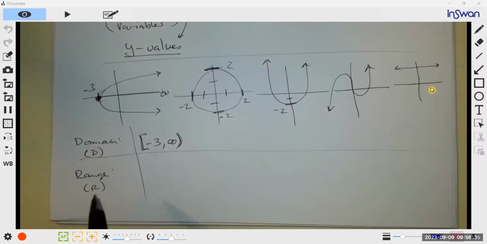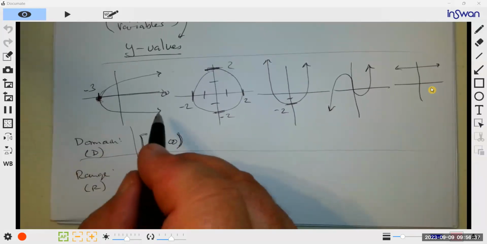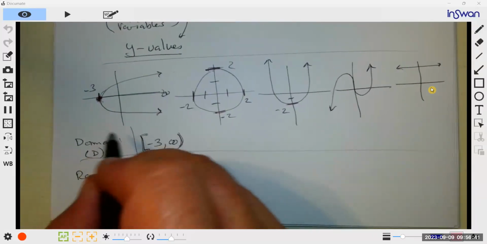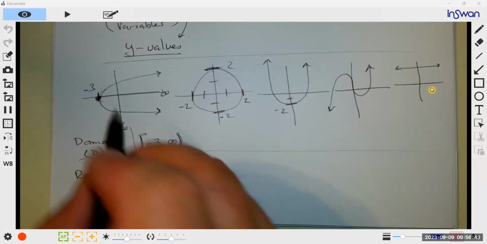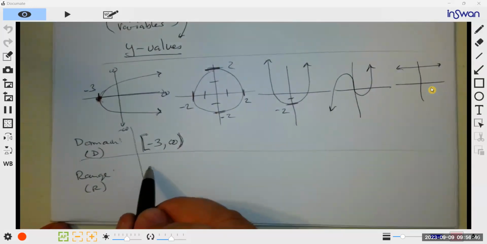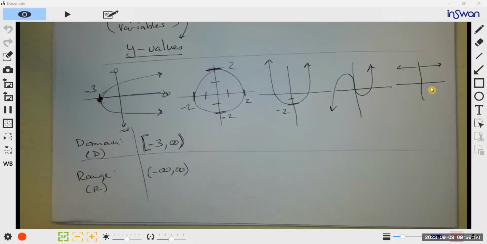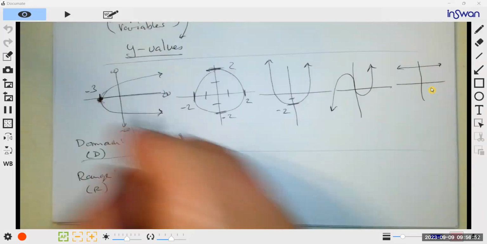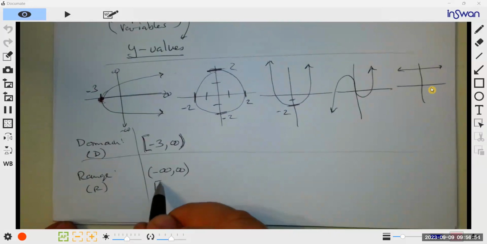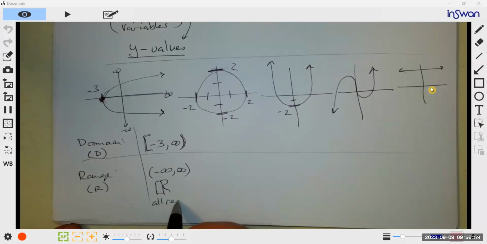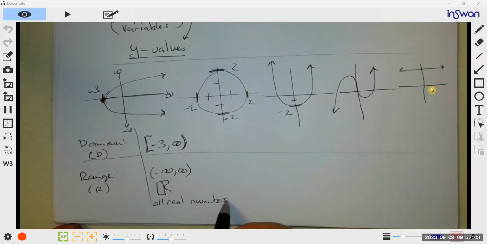And the range, where's the lowest it can go? Since it keeps on going forever and ever, it can keep on going all the way down to negative infinity and all the way up to positive infinity. It keeps on going up and down. Whenever it's negative infinity to positive infinity, we call that all real numbers. So there's the first one.